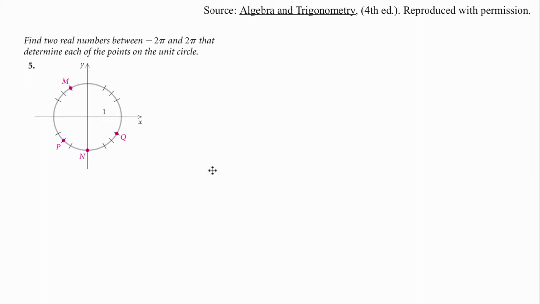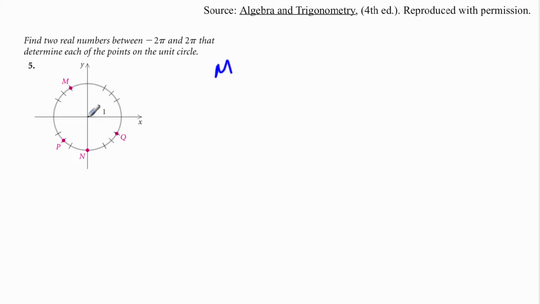Okay, here's a question in which they are asking to find two real numbers, really they're angle measurements, between negative 2 pi and 2 pi that determine each of the points of the circle. So let's start with point M. So when I look at point M, where is that?